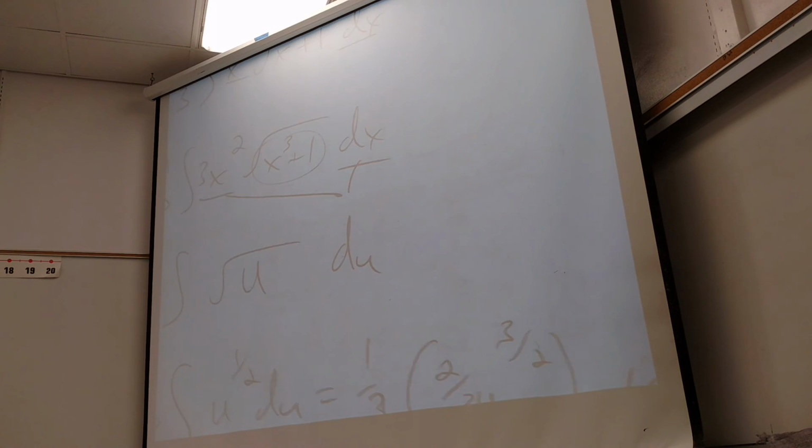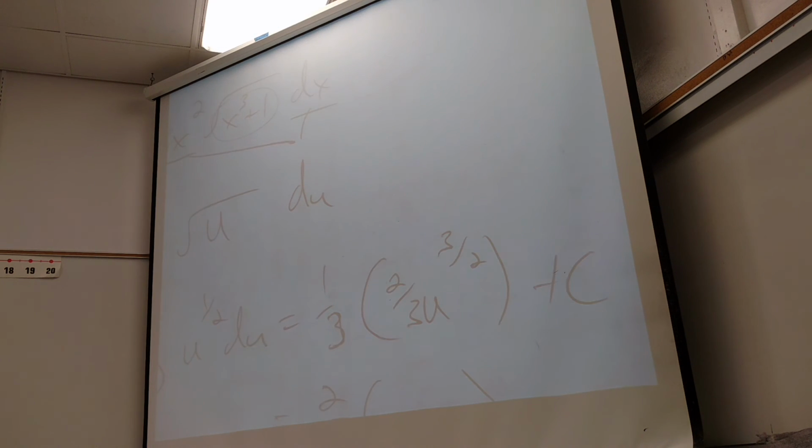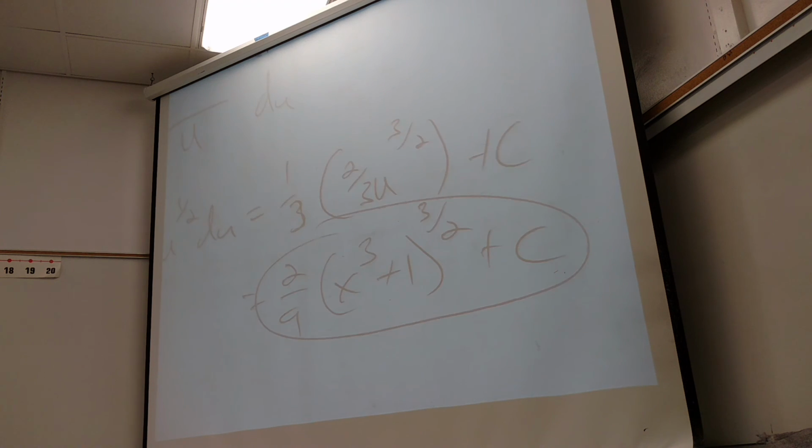What was u? x cubed plus 1. So always go right back up and see what u was. So we get 2/9 times x cubed plus 1 to the 3/2, plus C. Done. And to check it, you just take the derivative, which should be easier than what we just did. You would do the derivative and see if it comes out.